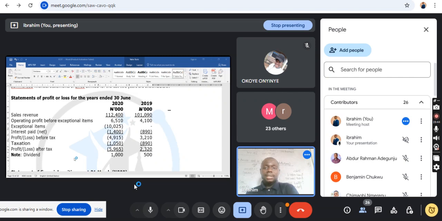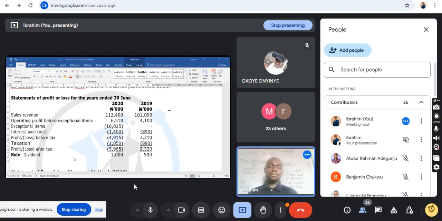So before a company can give you their financials, it means that you have passed through some stage, because there is always confidentiality, right? There are stages for that, right? Now, what is exceptional items?